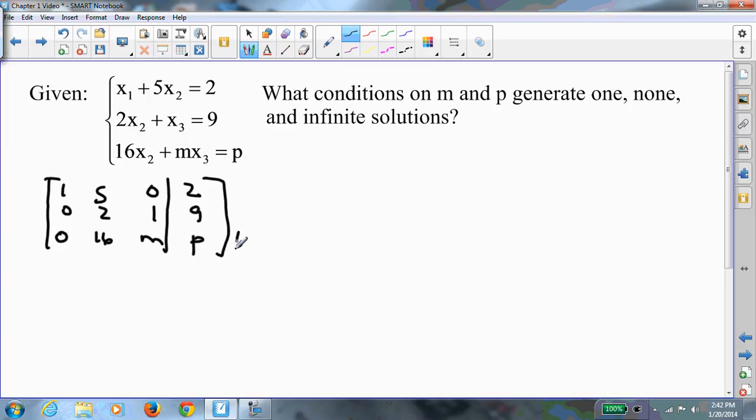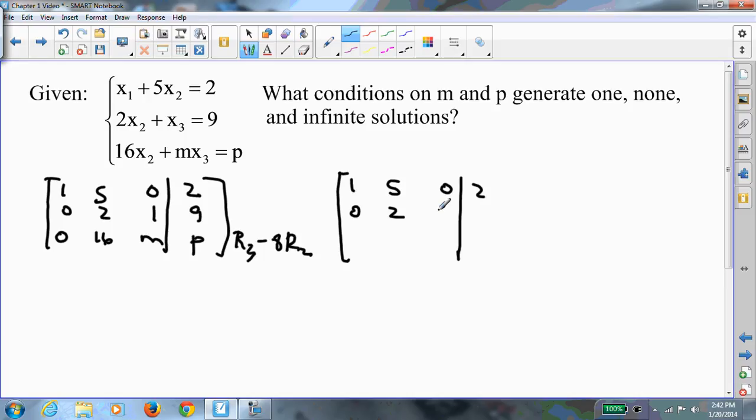So I'm going to take row 2 minus 8, row 3 minus 8 row 2. Since row 1 and row 2 are already in that upper triangular form, now I need to just get row 3 in that same kind of a situation. So if I do that, I have 1, 5, 0, 2.